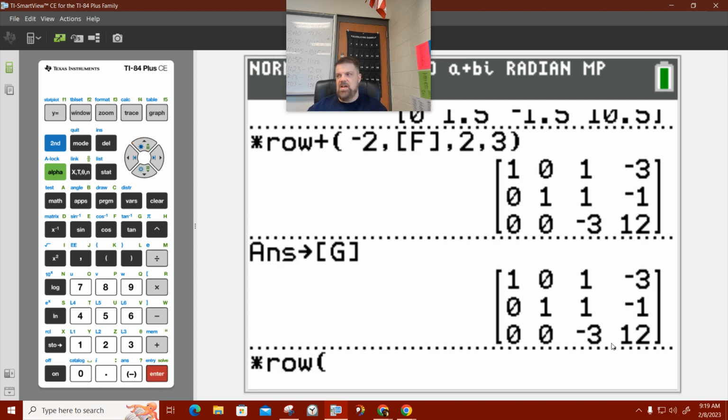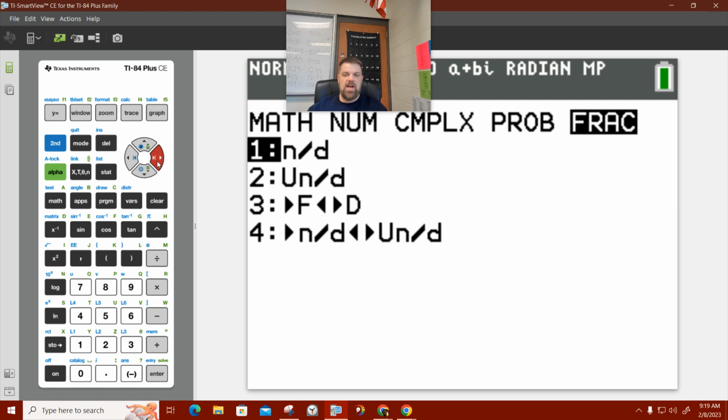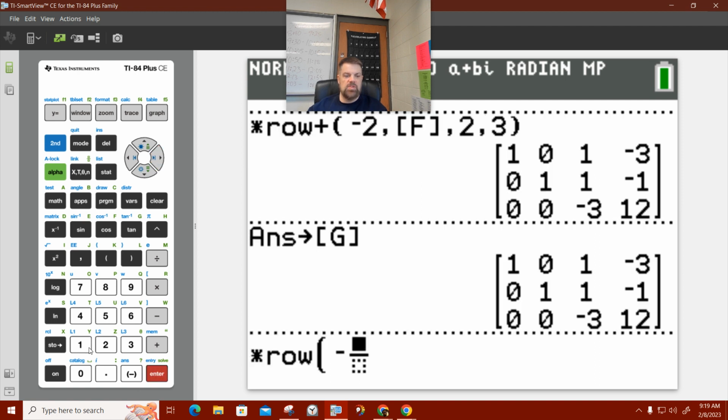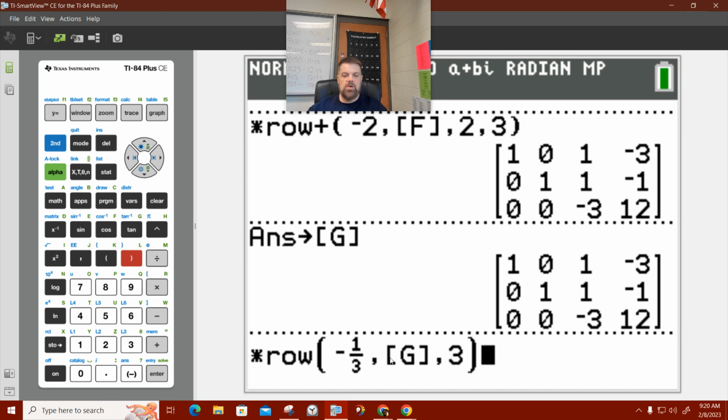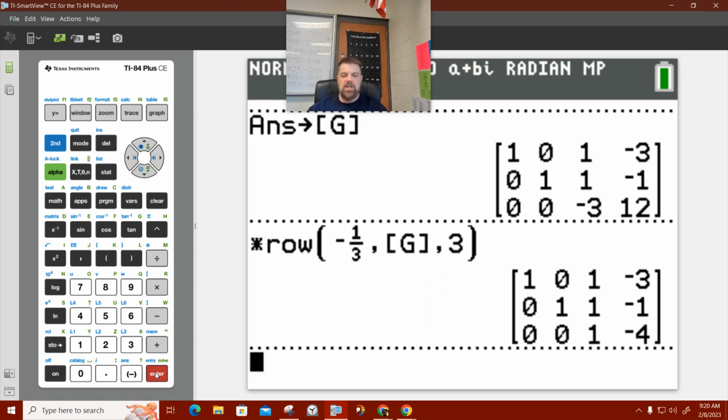This is difficult because I can't put in -0.3 repeating. So I'm going to put negative, but I can put in a fraction, right? So I hit math, go over to fractions, put in a fraction. So I'm just going to say 1/3. That's what I'm multiplying by, comma, matrix G now. That's the 7th one, comma, the 3rd row. So I'm telling it to multiply the 3rd row of G by negative 1/3. Hit enter. Well, bam, with the bacon sizzle, we are good to go.